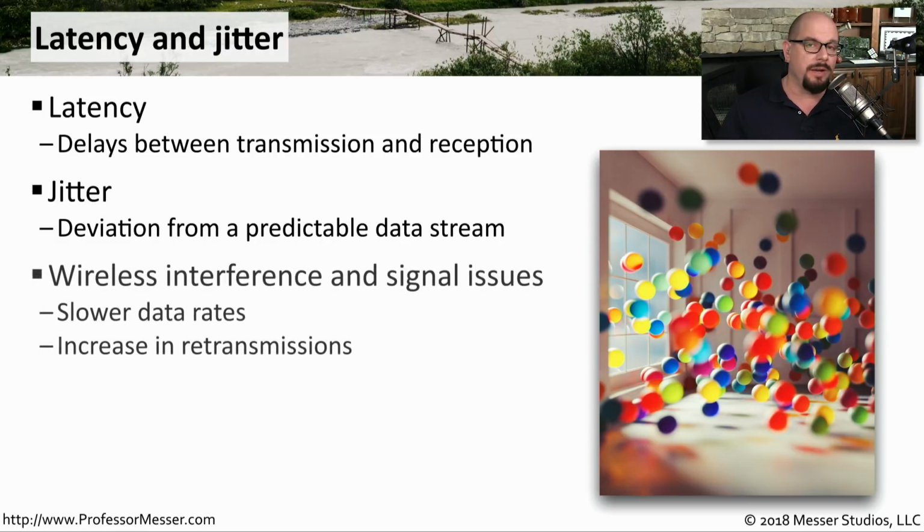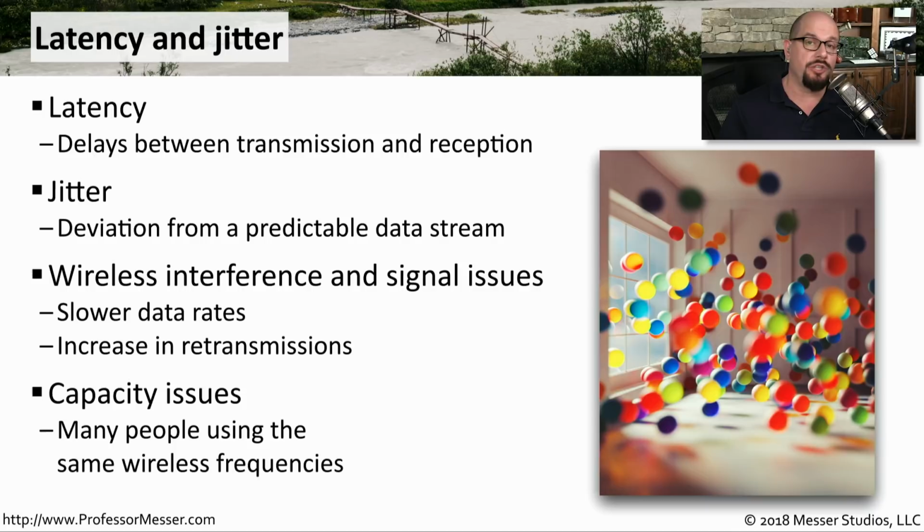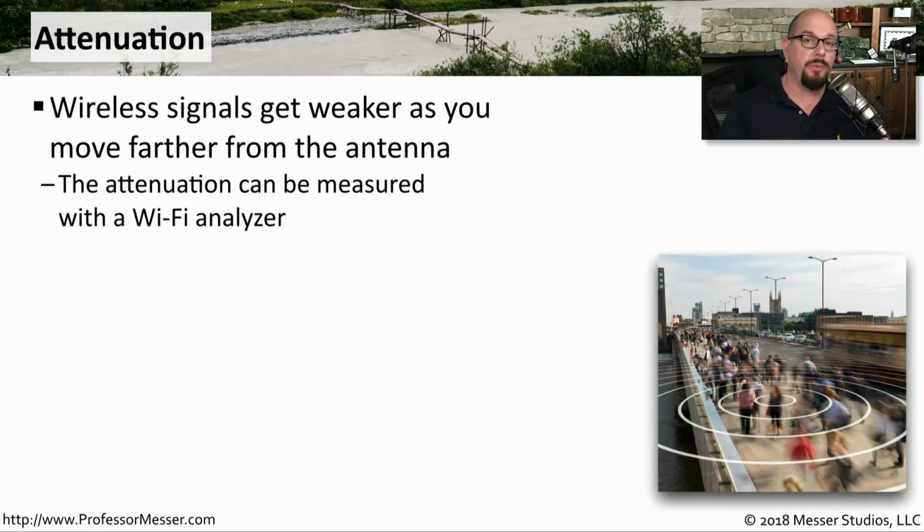Whenever you get on a wireless network, there's additional opportunity for interference and signal issues because anything could be conflicting or interfering with that wireless signal. This would cause lower data rates and it will cause retransmissions and loss of data. You might also run into challenges with latency and jitter if the network is very busy. If you're over capacity and have many different devices communicating, there may be slowdowns as more and more people join that wireless network. Just as we have attenuation on copper and fiber networks, we also have attenuation on wireless networks.